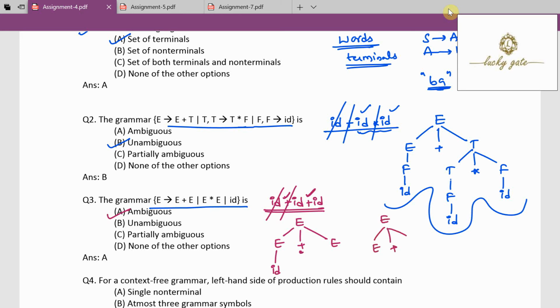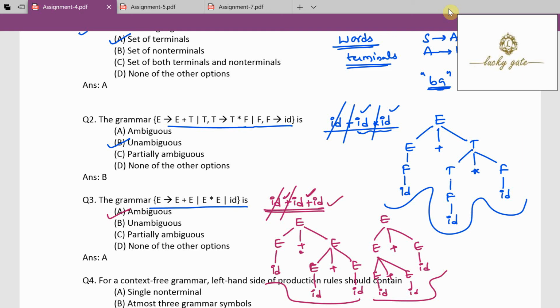E tends to E plus E, right? Now, if I assume this is plus, this E is going to become ID. To get the remaining ID plus ID, this is to be replaced with E plus E, and in this example these are replaced with ID and ID. Here also similarly, E plus E is replaced with ID and ID, giving ID plus ID plus ID. So for the input sentence, because it generates more than one parse tree, such grammars are called ambiguous grammars. So the answer for question number 3 is option A.